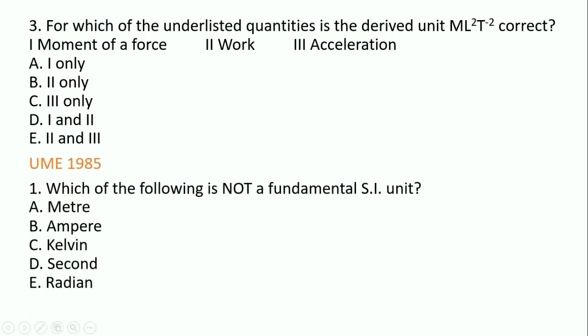UTME 1985 question number 1. Which of the following is not a fundamental SI unit? Now, in physics, we've got 2 main physical quantities: the fundamental quantities and the derived quantities. For the fundamental quantities, we've got fundamental units, and for the derived quantities, we've got the derived units.